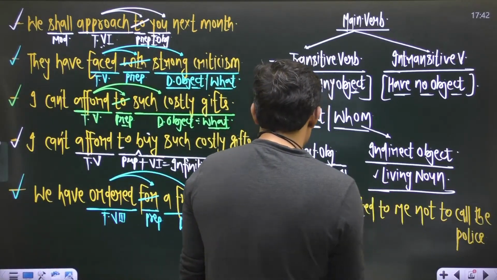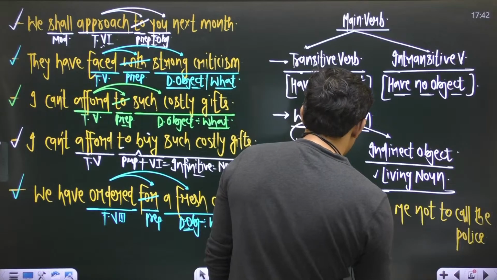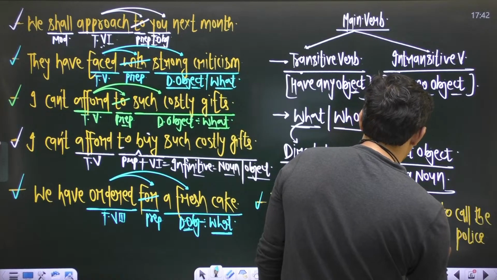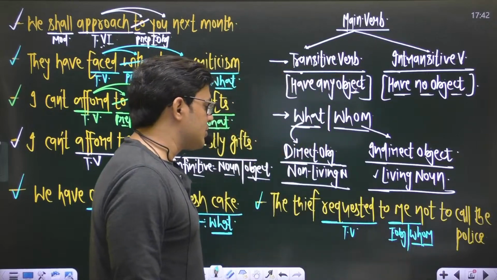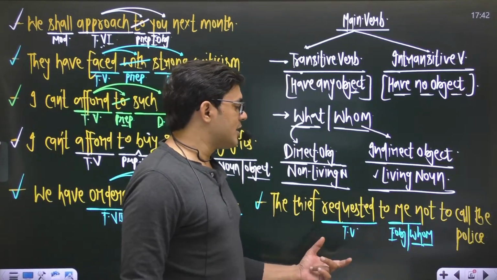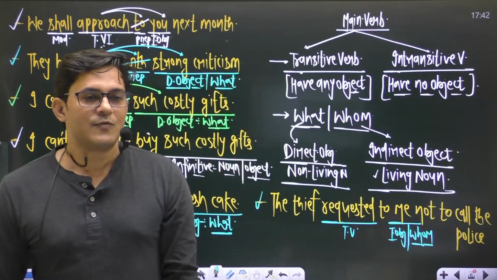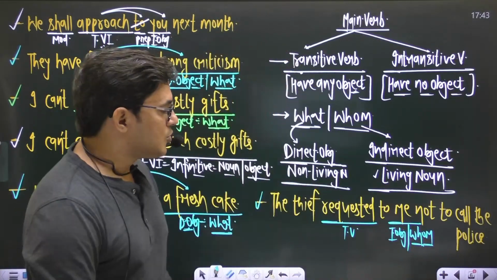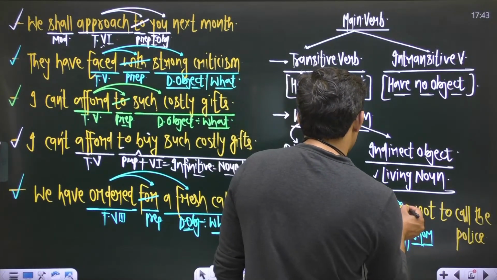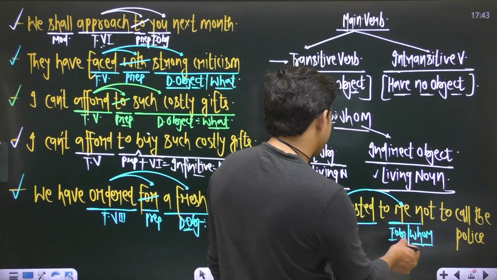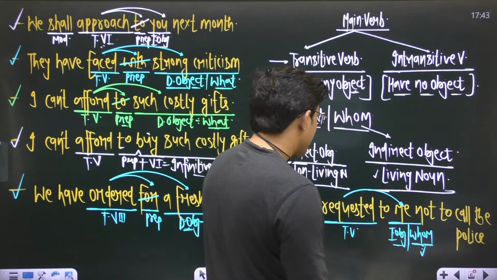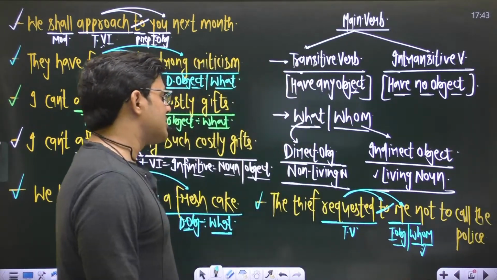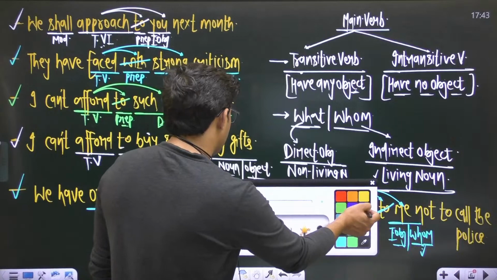Again in this sentence, the verb requested is also a transitive verb, as we are getting the reply of whom. This is an indirect object, and this word me is the reply of whom. How can you put the question? Whom did the thief request not to call the police? The reply will be, the thief requested me, and this transitive verb requested is followed by an indirect object. This is the reply of whom. Meaning, the verb is transitive, and transitive verbs are not followed by prepositions. The concept is now, transitive verbs are not followed by prepositions.